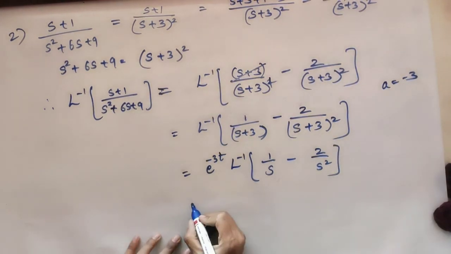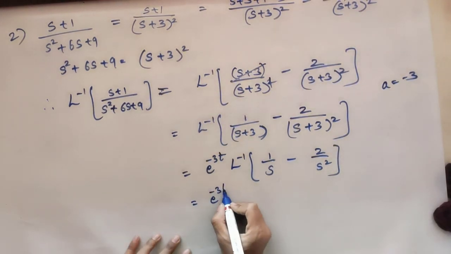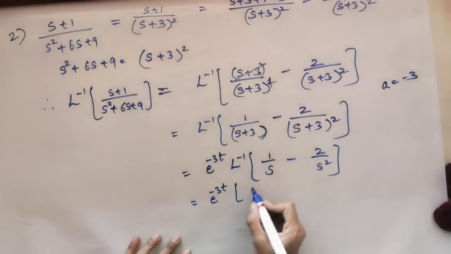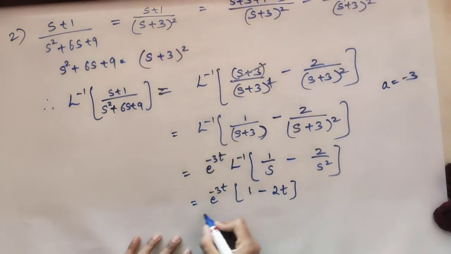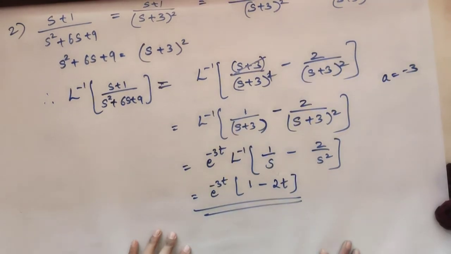Now you know the L inverse of this very well. So e to the power minus 3t, L inverse of 1 by s is 1 only, minus L inverse of 1 by s square, 2 as it is, is t. So this is the complete solution for this problem.